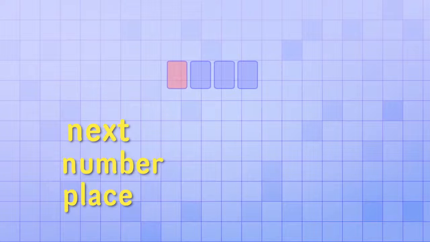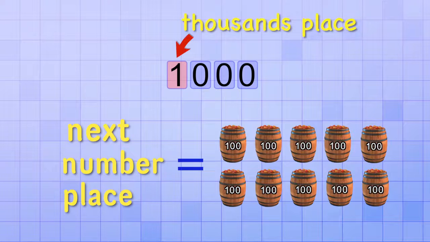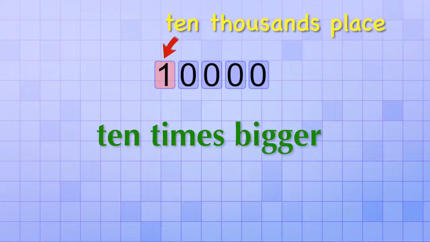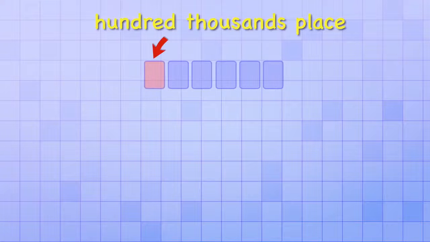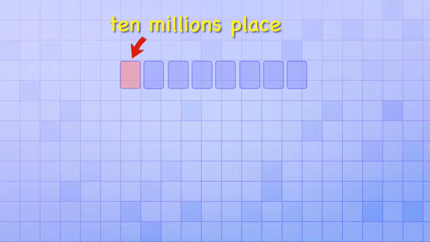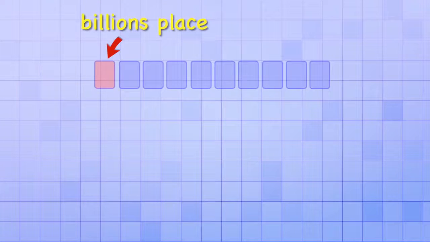It helps us to see that the next number place will count groups of 10 times 100, which is 1,000. And that's why it's called the thousands place. And the next number place will count groups 10 times bigger than that. It's the 10,000s place. And the number places keep on going like that. Next is the 100,000s place, then the millions place, then 10 millions, then 100 millions, then billions, and so on.